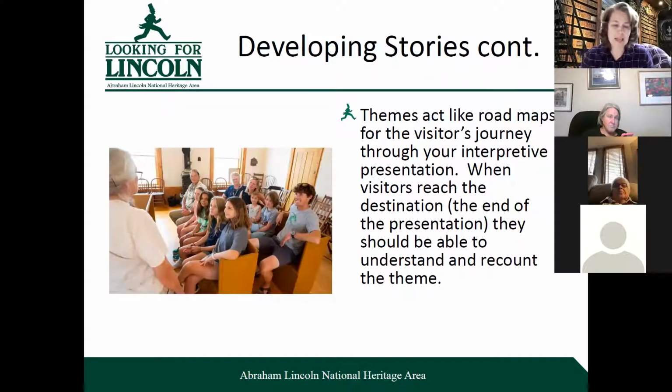Okay, developing local themes. So you figured out how what you're doing connects to the broader stories of the heritage area. Now you can work on developing your local story. So you can make a list of all the important things that happened. And some of those things probably have nothing to do with Abraham Lincoln. And that's okay, because it's your community's story. So what we're talking about is kind of a two-tier system.